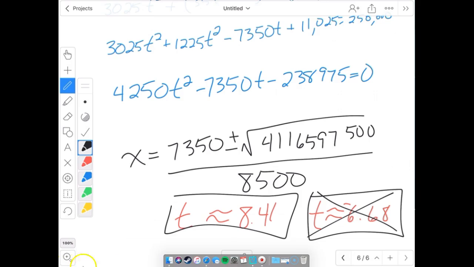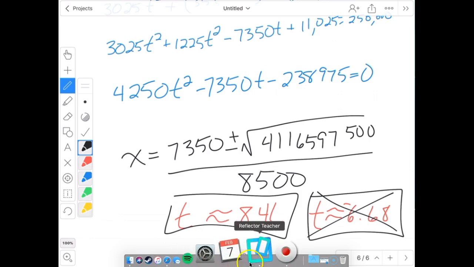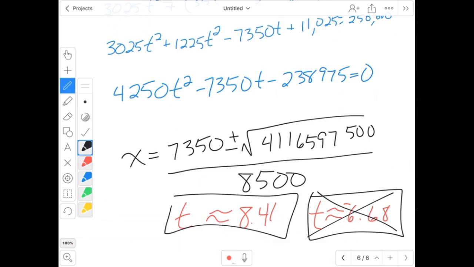I know that was a lot to take in for that last problem, but if you follow the steps, and definitely would be using a calculator for that one, hopefully it'll pay off for you.